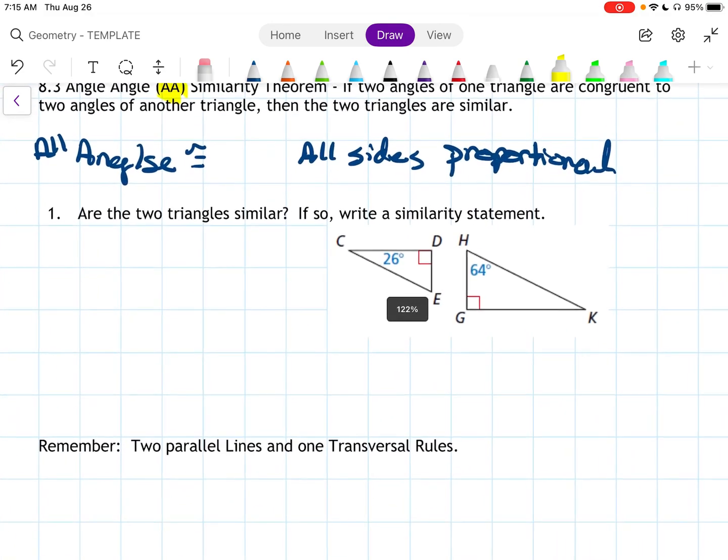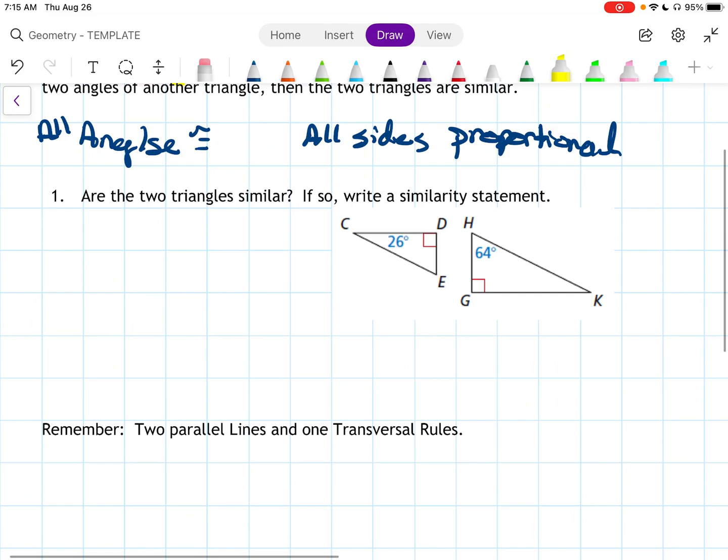Number one, are the two triangles similar? If so, write a similarity statement. So here we've got the left triangle, 26-degree angle, a right angle, and then angle E is unknown. Then we have angle H is 64, a right angle, and then an unknown. What I'm going to do is find this K here. So that's going to be 90 minus 64 equals 26.